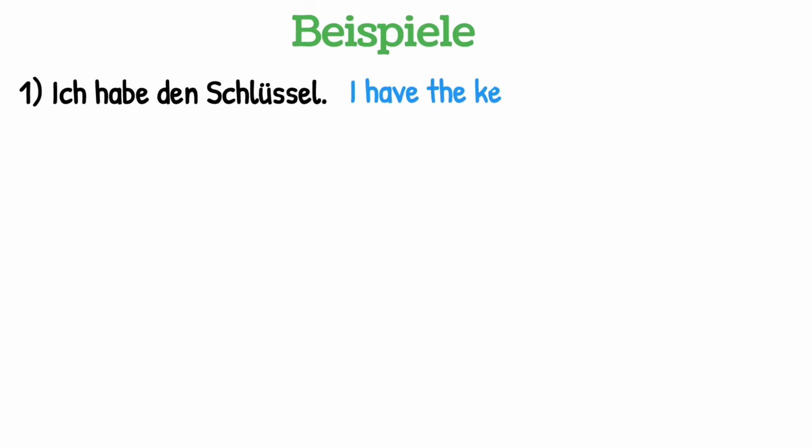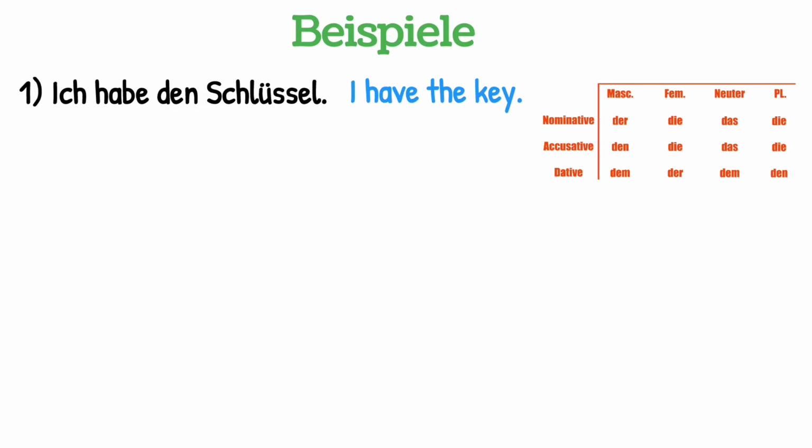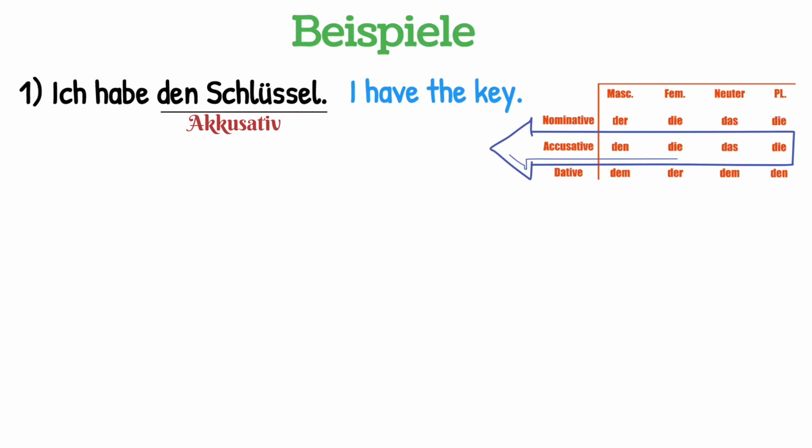Now let's make some examples. Nummer 1. Ich habe den Schlüssel. I have the key. Pay attention now. In this sentence, key is the direct object which is receiving the action. And key is a masculine noun. So the article der will be changed to den.